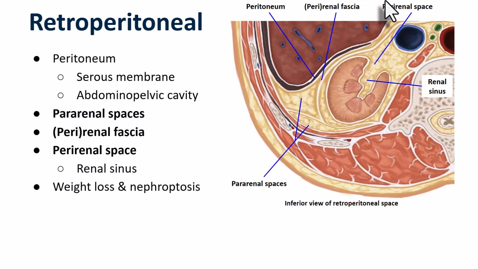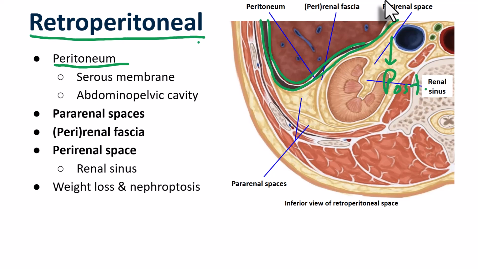So let's clear this. If we look within the abdominal pelvic cavity, we see that there is a serous membrane called the peritoneum. Serous membranes have two components, a visceral component, and that would be adhered to the liver here, and a parietal component, which is adhered to the wall here. Now, everything posterior to that parietal peritoneum is the retroperitoneal space.